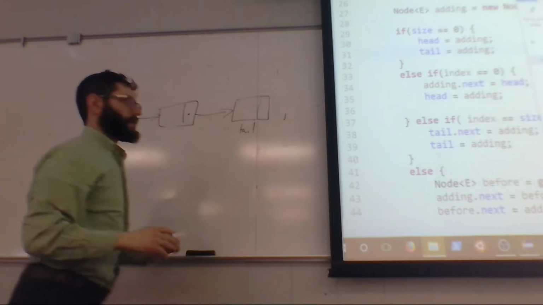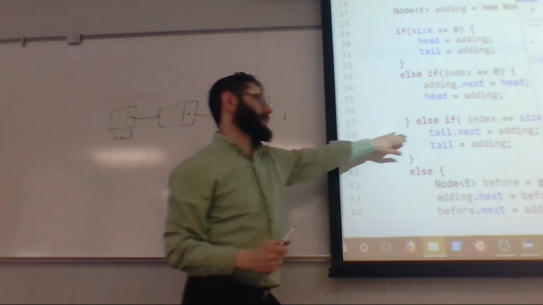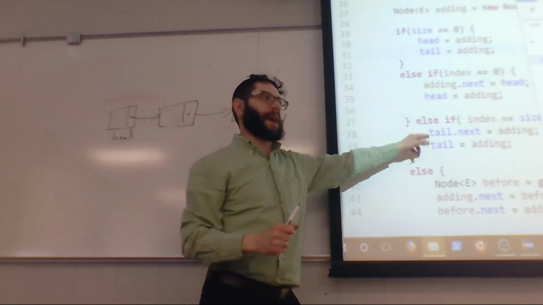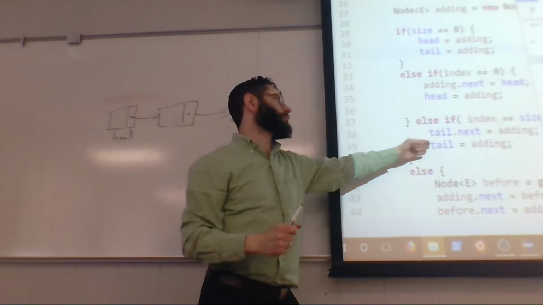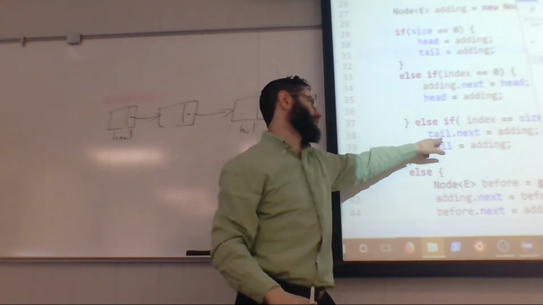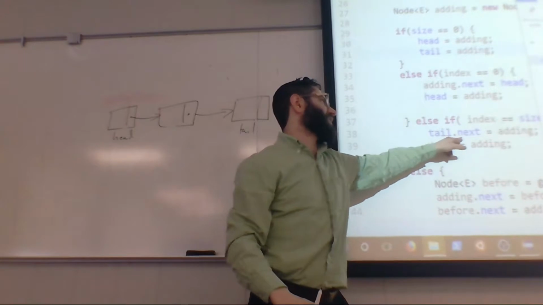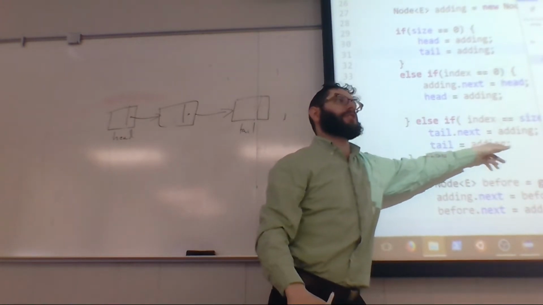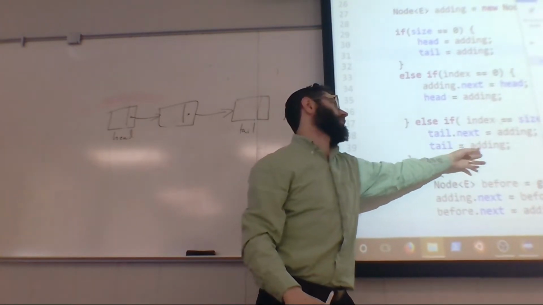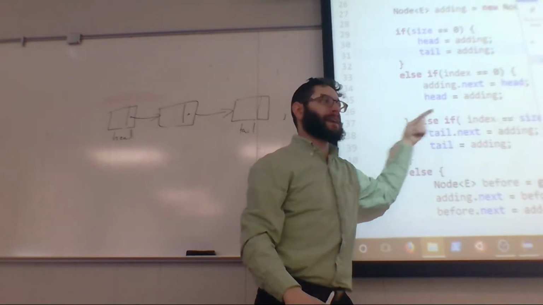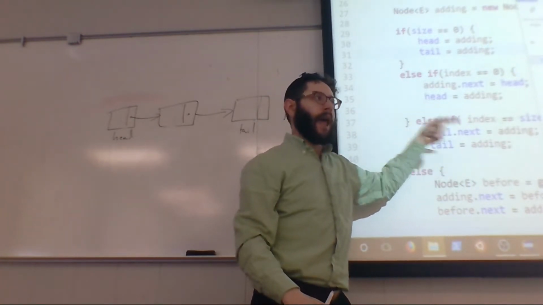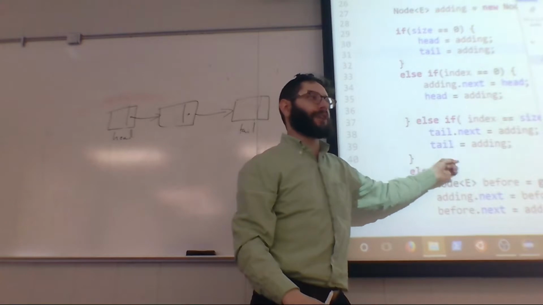Right? And that confuses people sometimes. Tail.next is equal to adding, and tail is equal to adding. Well, what we're saying is that the current node that is tail, its .next pointer, I'd like to store the memory location of adding in it. Okay? And now I'd like to store the memory location of adding in tail, so that now when we call tail, it is adding.